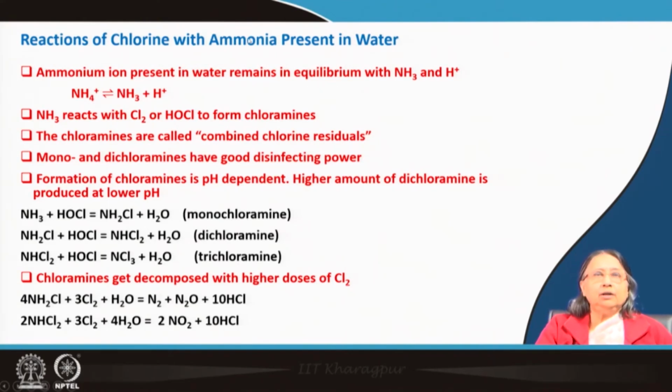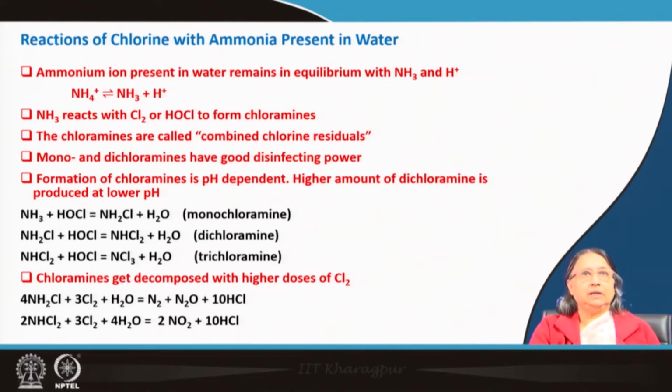You know that I already told you in the nitrogen cycle that ammonia is produced from the degradation of nitrogen containing organic matter, for example, protein molecules. Ammonium ion present in water remains in equilibrium with ammonia and H+, that I have also discussed. Now, how does it react? NH3 reacts with chlorine or HOCl to form chloramines. You can see I have shown the reactions here. The chloramines are called combined chlorine residuals.